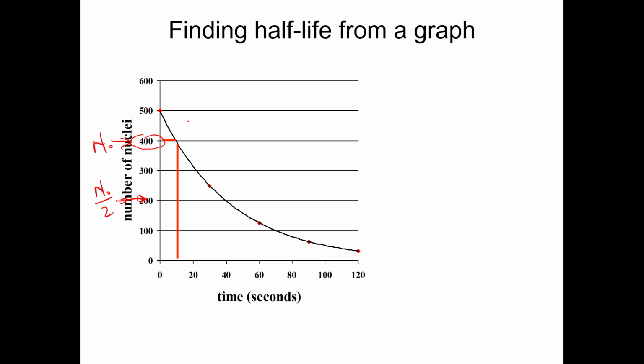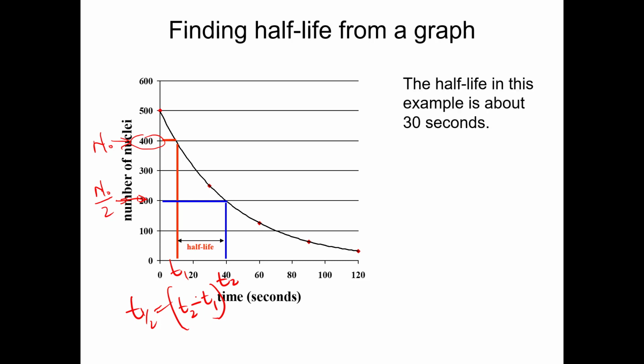Do the same for the 200. 400, remember, you've got 400 divided by 2, you get 200. So from 200, do the same. And then afterwards, if this is your T2 and this is your T1, your half-life will be equal to T2 minus T1. That is how we get the half-life. Now, if you've been accurate, then the half-life of this is approximately 30 seconds.